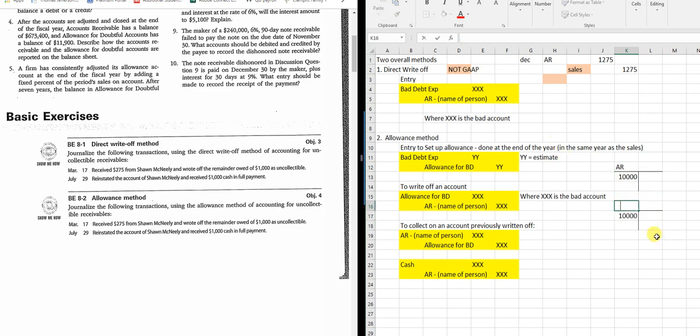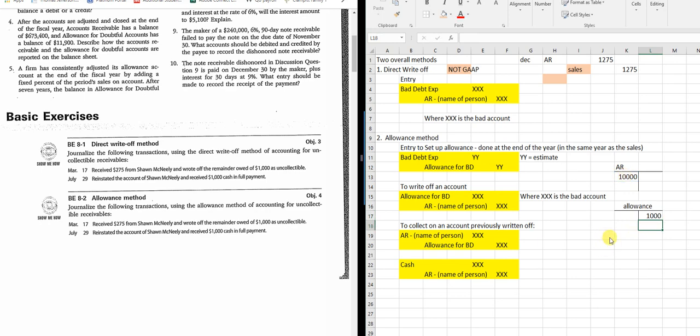Then I'm going to have another account called the allowance. Okay, and the allowance is going to hold my estimate of how much is not going to be paid. So let's say that my estimate is 10% of accounts receivable, and we're going to talk about this estimate in just a little bit. So I think that 10% of accounts receivable won't be paid.